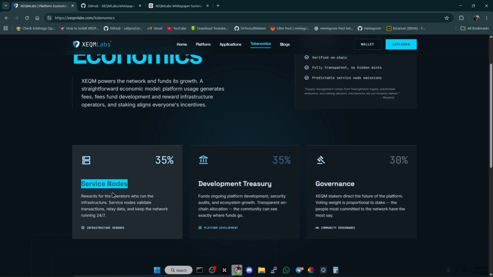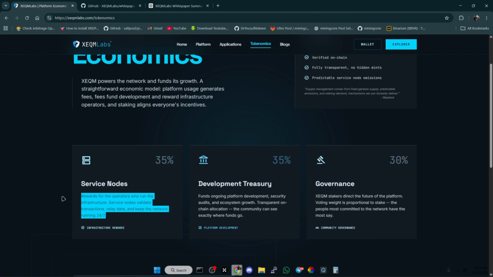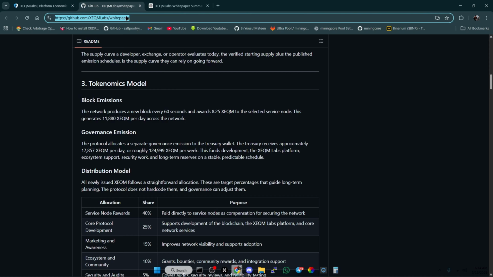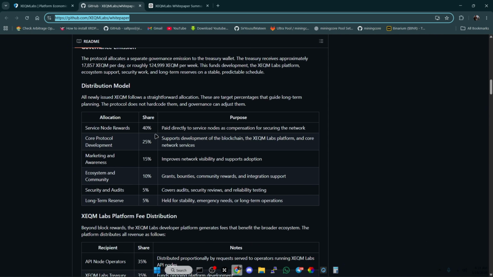Now these are the API nodes that manage the API calls that will be handled through them. Now, service nodes are basically the rewards for service nodes. That's a normal service node, not an API node. And correct me if I'm wrong here, but this is what I get from the concept of the project: a normal service node receives the reward from the block emission. Now block emission is a total of, you can see, the distribution model.